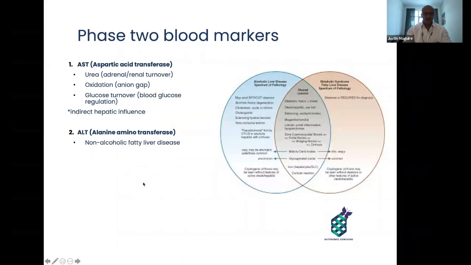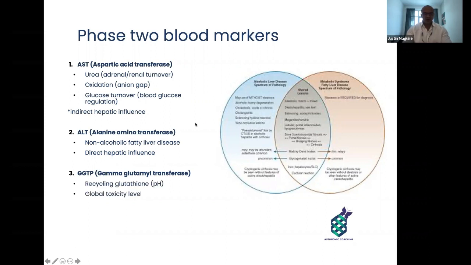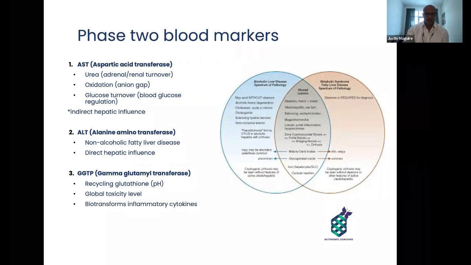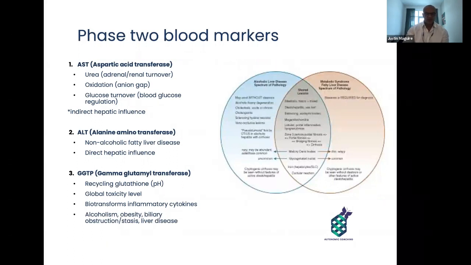ALT impacts non-alcoholic fatty liver disease, which will increase ALT. Direct hepatic influence. Okay, so if you have high ALT, it's something directly wrong with the liver. Gamma-glutamyl transferase, recycling glutathione. Okay. Global toxicity levels, so if your levels are really high, you have a high toxic burden from heavy metals or from other types of xenobiotics. Biotransforms inflammatory cytokines. So if you are having cytokine storms due to autoimmune reactivity, this will also be a good marker to look into. Alcoholism, obesity, biliary obstruction, or stasis, or liver disease are all factors that can impair GGT.